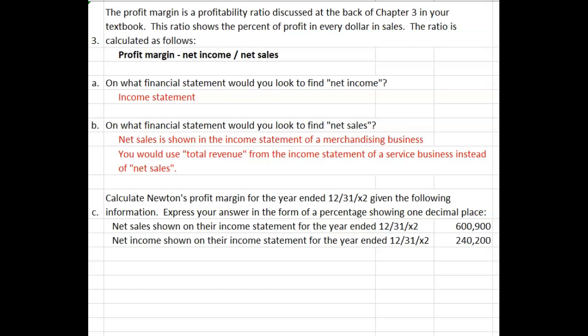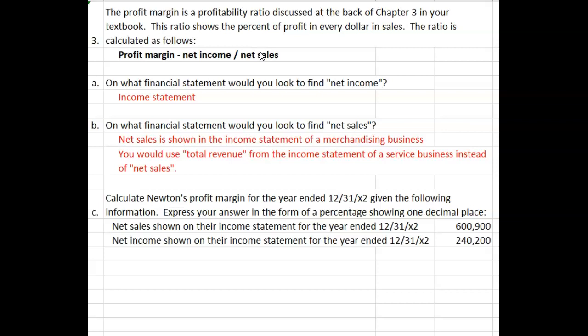So for a service business, you can still work the same formula, but instead of using net sales, you would use total revenue. So for a merchandising business, the profit margin is calculated as net income divided by net sales. For a service business, the profit margin ratio is calculated as net income divided by total revenue.